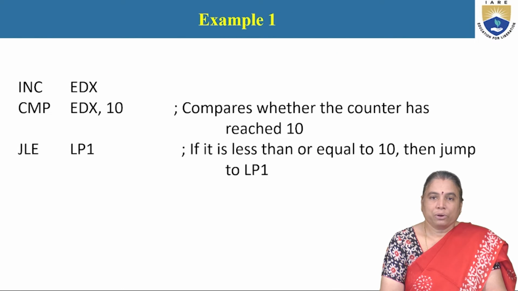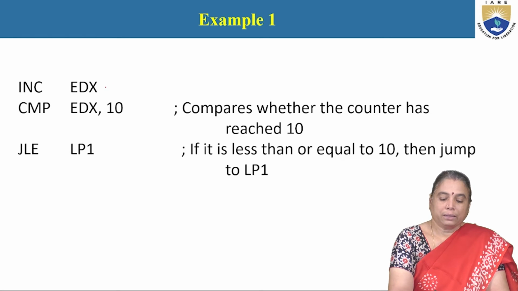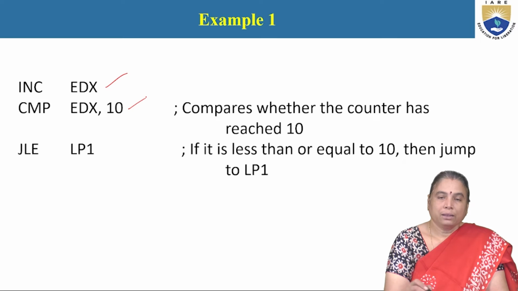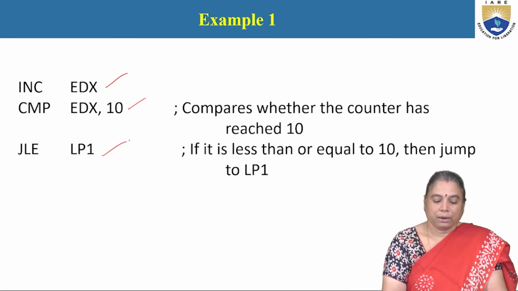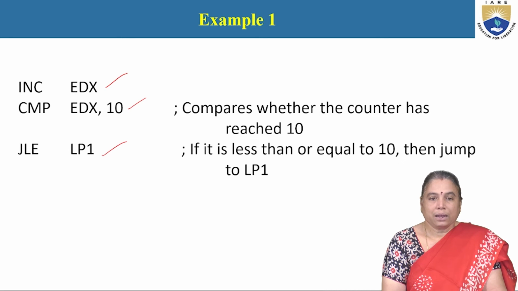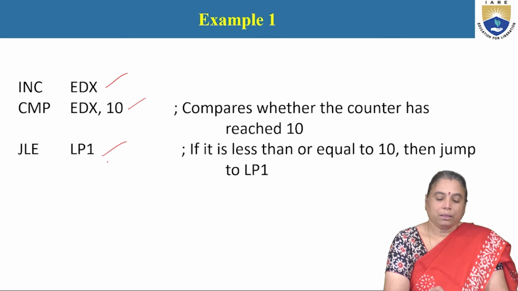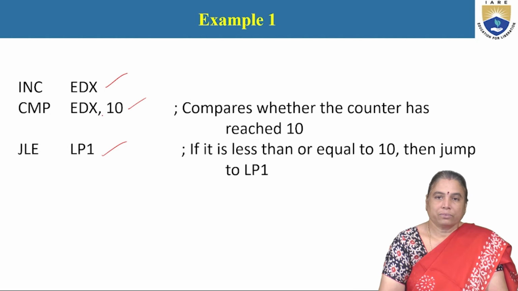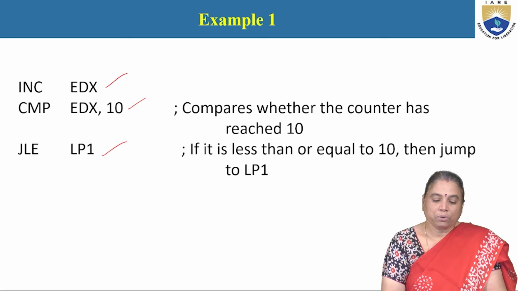How these program control instructions can be applied. Here we are incrementing the EDX register and doing CMP EDX, 10. That means when the EDX value reaches 10, the comparison is performed. Then only the jump operation to LP1 can be performed. So JLE means jump if less than or equal to 10. The transfer of program control is performed by comparing the EDX value to check whether it is less than or equal to 10.